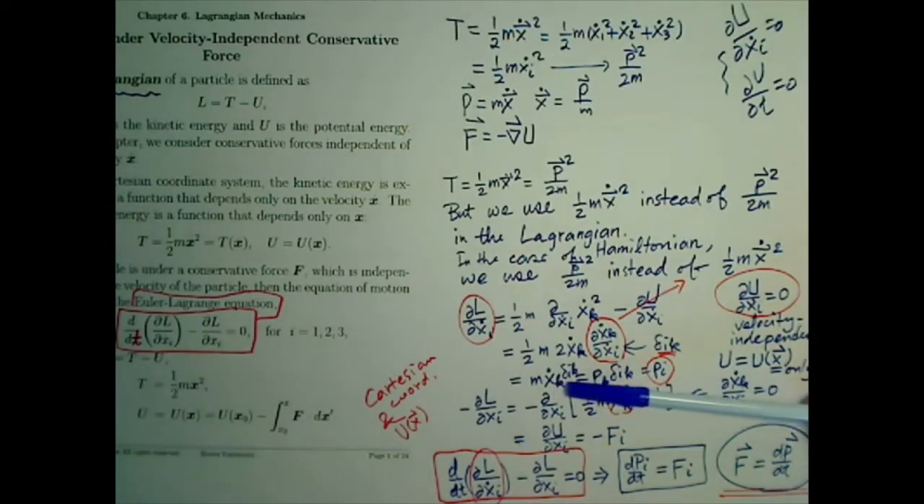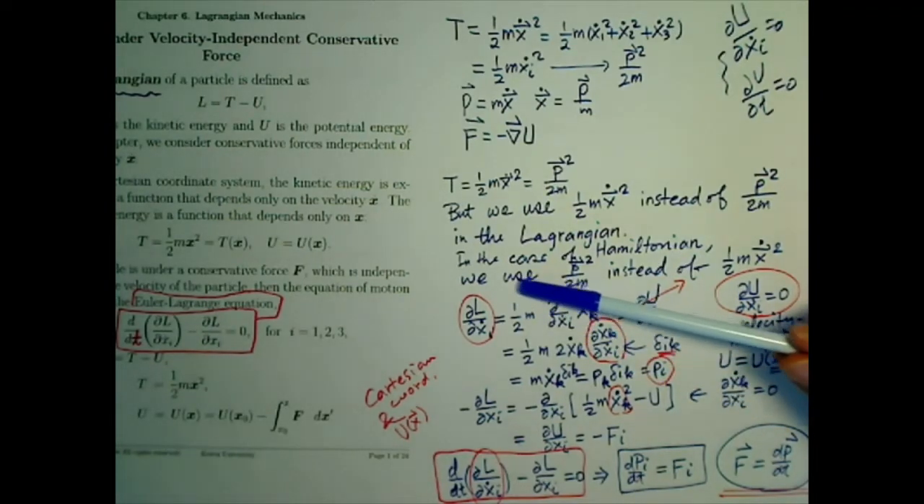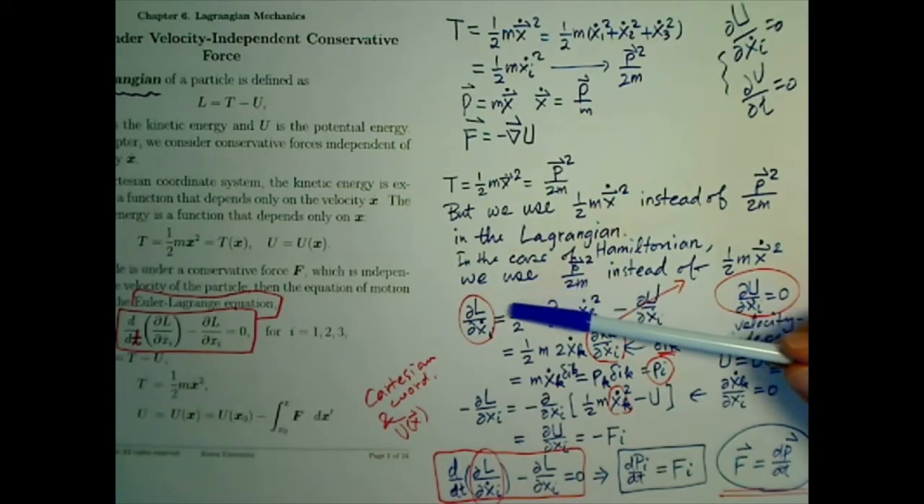And m xk dot is the k component of the linear momentum, multiplied by the Kronecker delta, which gives pi. So what we find is that in the Cartesian coordinate system, the partial derivative of the Lagrangian with respect to the velocity is momentum, which we call the conjugate momentum.